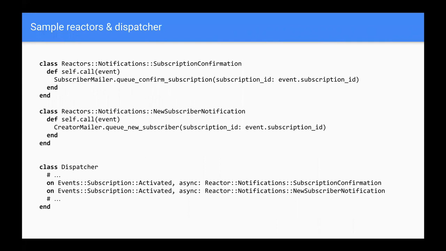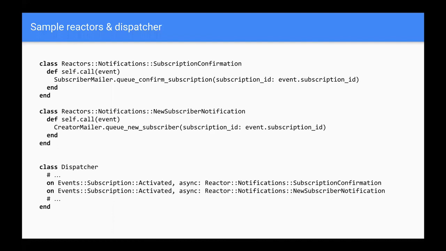The reactors: at the bottom, you have the dispatcher. The dispatcher is what we use to connect events with reactors. So we can say that on a specific event, like activated, send a subscription confirmation to the pledger or the backer, and send a new subscriber notification to the creator. All the reactors just respond to the call method, and they take an event as a parameter, and they do something. In this case, they send emails.